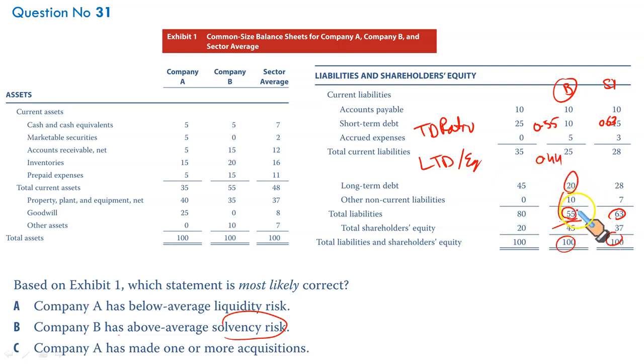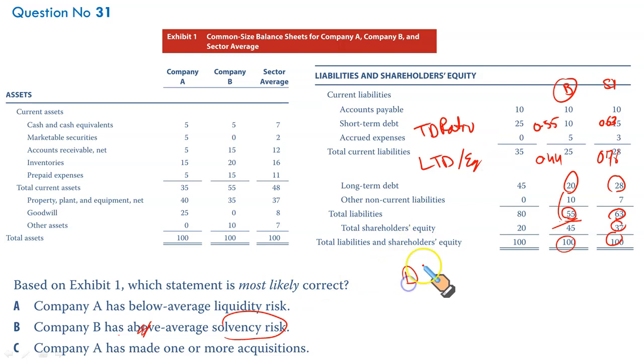And for the sector average, it's going to be 28 divided by 37, long-term debt to equity. So it will give you 0.76. So far as we can see, company B has low average risk compared to the sector average, 0.63 versus 0.55, and 0.76 versus 0.44. So let us try some other ratios as well.